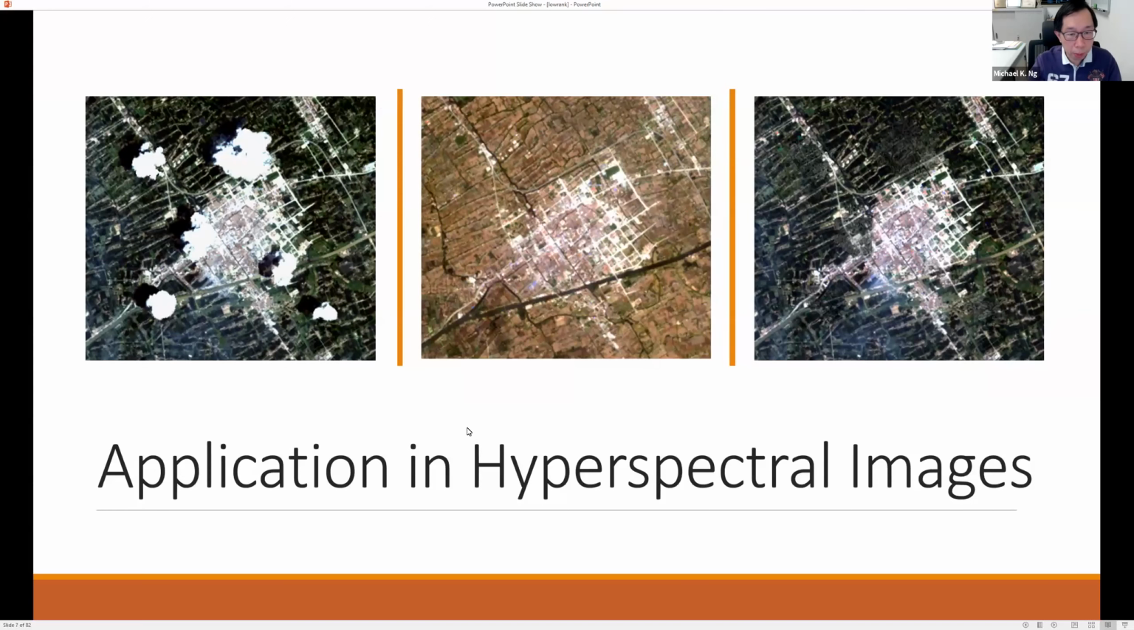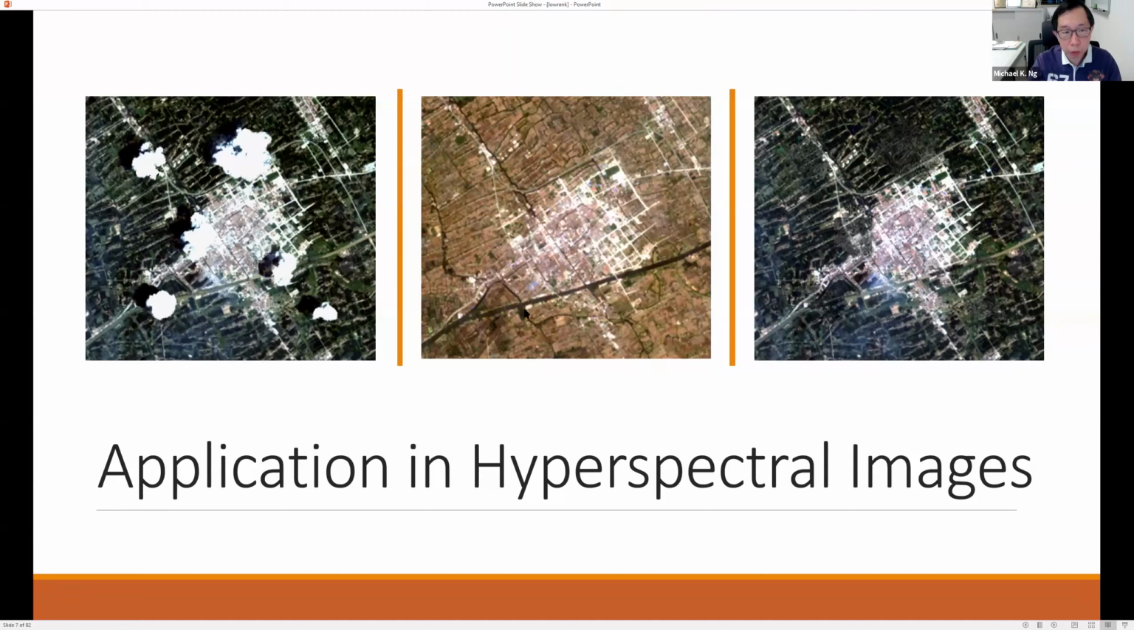Another issue, very common also in hyperspectral images, is the cloud that affects your view of the detailed information about the scene in the hyperspectral image. So of course, one of the ways is, with the help of other times, to look at the same scene, and then can we somehow predict back the missing pixels in these cloud-covered images.